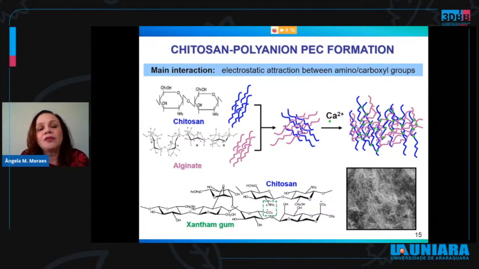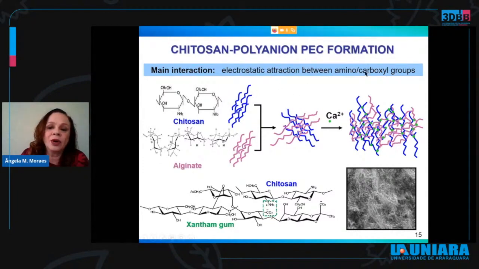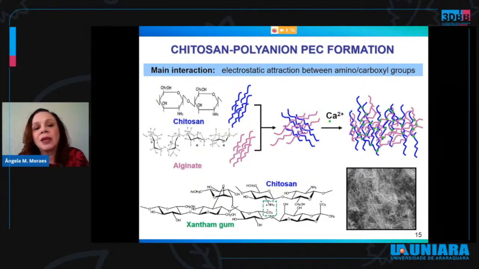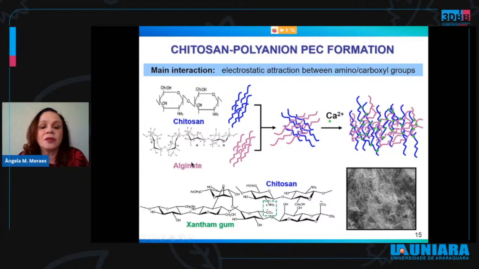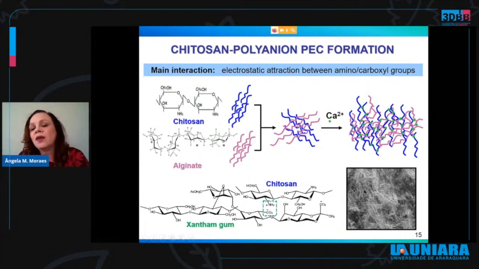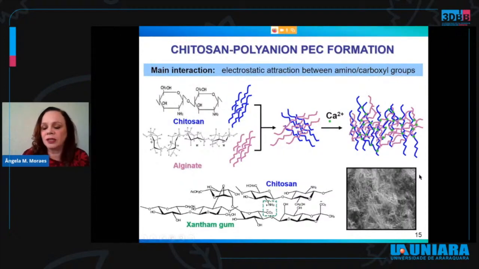So we have the main interaction here as electrostatic attraction between the amino groups and the carboxyl groups, and we can use alginate, or many other types of polyanions, such as xanthan gum here, which also shows a carboxyl group. In some cases, we can even further stabilize the structure by complexing the remaining carboxyl groups, for instance from alginate, that were not bound to chitosan, and have a more reinforced material. We normally produce fibers, such as we observe here in this image.